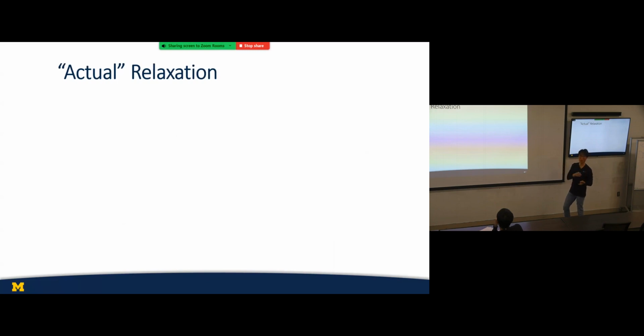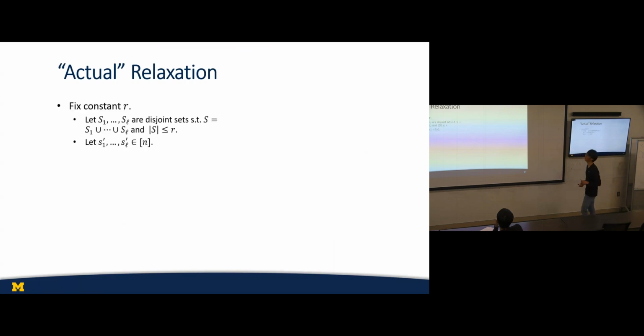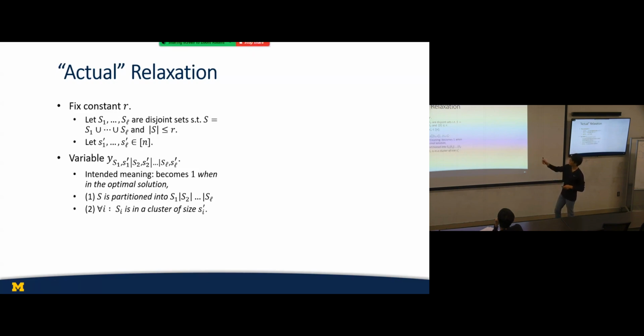relaxation is, because our goal is to solve a relaxation, but we have to start from some first real relaxation. As you can expect, we designed a Sherali-Adams inspired relaxation. Let's again fix a constant R, and let S1 through SL be disjoint sets whose union has size at most R, as usual. On top of that, I'm going to have L numbers, S1 prime through SL prime. Given all these, I create this funny looking variable, Y sub S1 prime bar S2, S2 prime bar, all the way through.